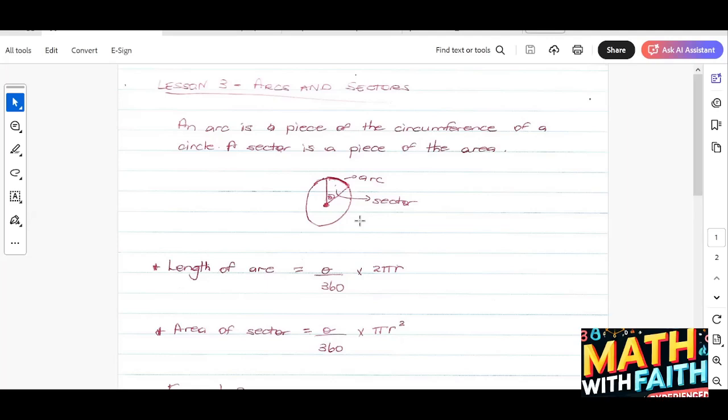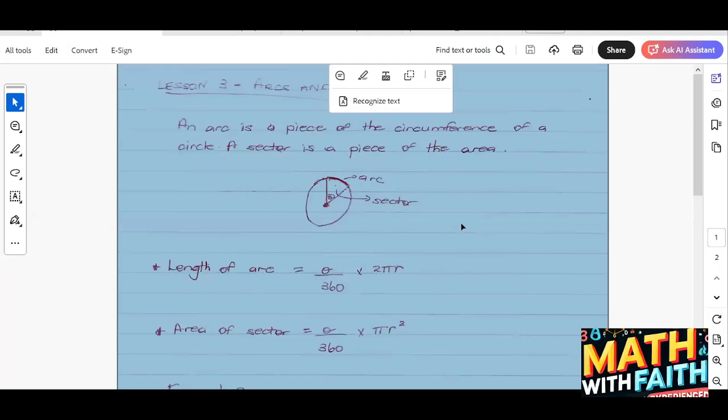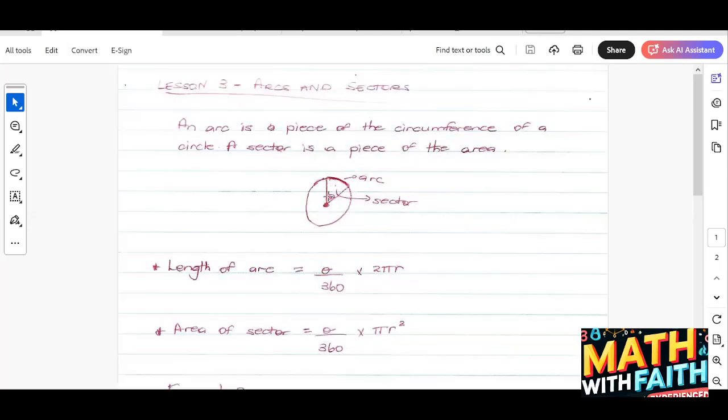So you can see that here in this diagram. This part of the circumference, that's the arc. This piece of this circle, like a pizza slice, is called a sector. So a piece of a circle or a piece of its area is a sector. That looks like a pizza slice. And a piece of the circumference is called the arc.